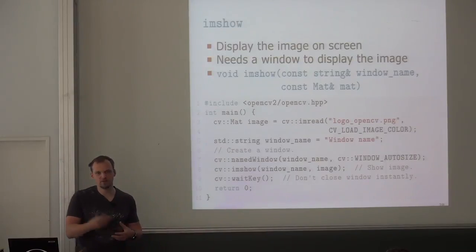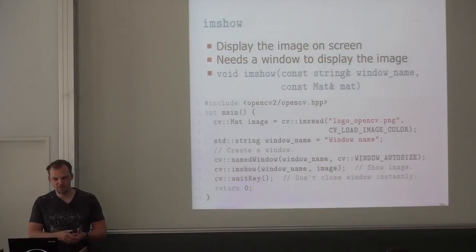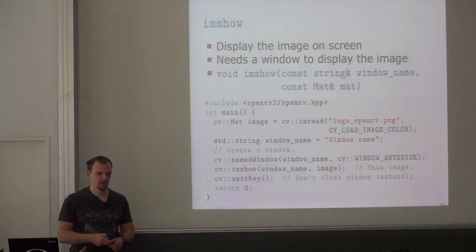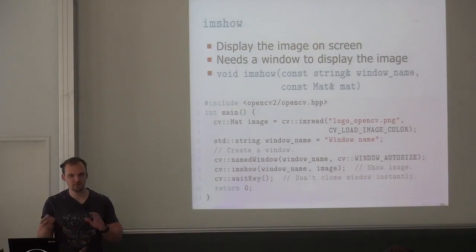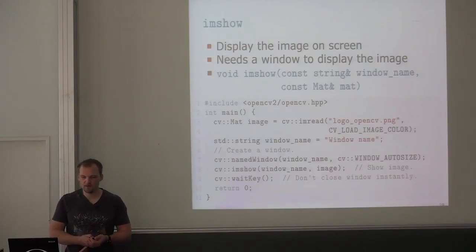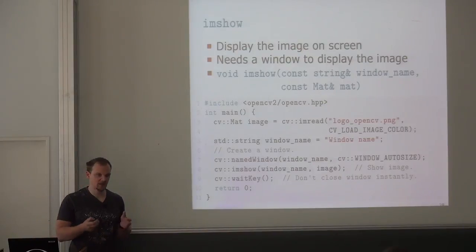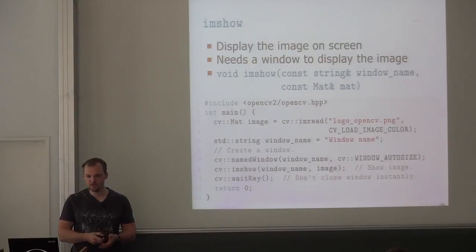So you won't see the image here. But if you use the wait key, it will wait for the user to press something. And then you can see the image, and when you press a key, it will close the program. Again, I don't want to go into details of how it is implemented. It's not really relevant. It's just a tool that is very useful to use here.